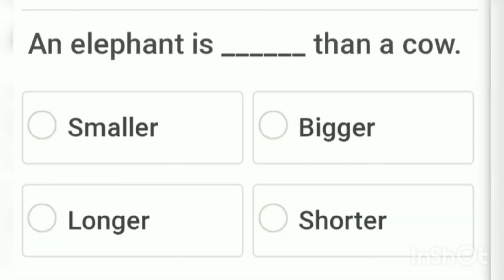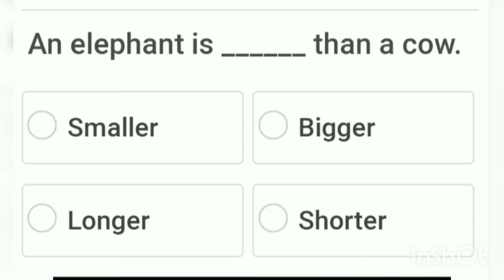The next question, children. An elephant is dash than a cow. Again, we have 4 options given here. Smaller, longer, bigger, shorter. You have to choose the correct answer and fill in the blank. A horse runs dash than a buffalo. What's the right answer? There are 4 options given there. So you choose the correct answer.